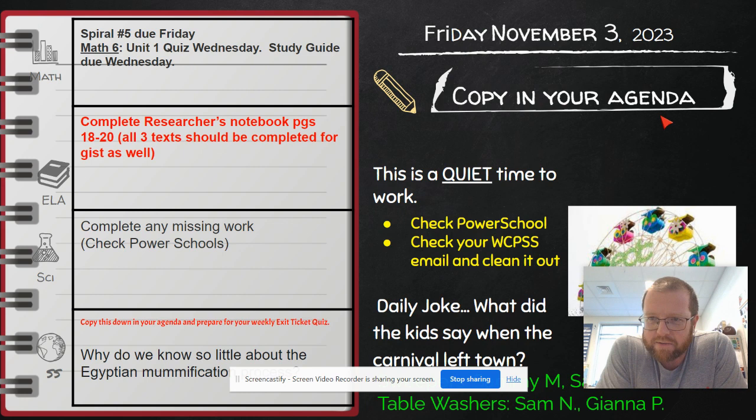Just a couple quick announcements. No school on Tuesday for Election Day and no school on Friday for Veterans Day. So we're only here Monday, Wednesday, Thursday next week.